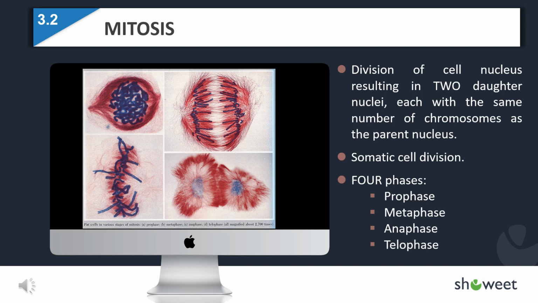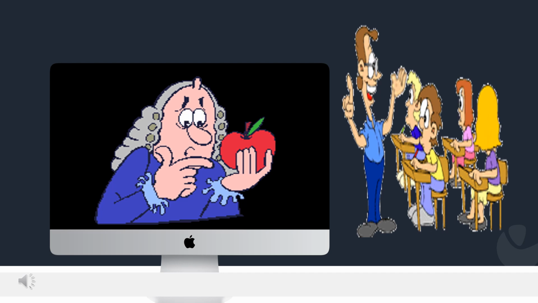So, what is mitosis? Mitosis can be defined as a division of the cell nucleus resulting in two daughter nuclei, each with the same number of chromosomes as the parent nucleus. This process occurs in somatic cells of multicellular organisms and some unicellular organisms. There are four phases involved in mitosis, which are prophase, metaphase, anaphase and telophase. Let's watch a video of cell cycle and mitosis.